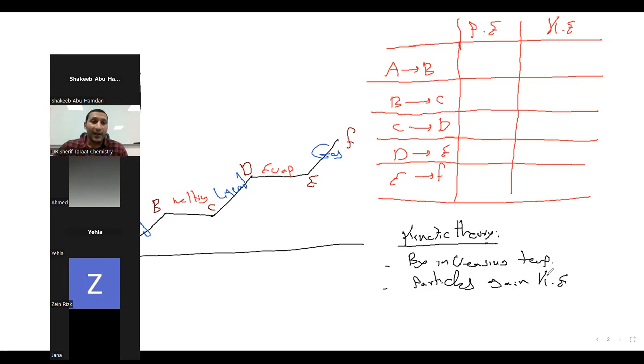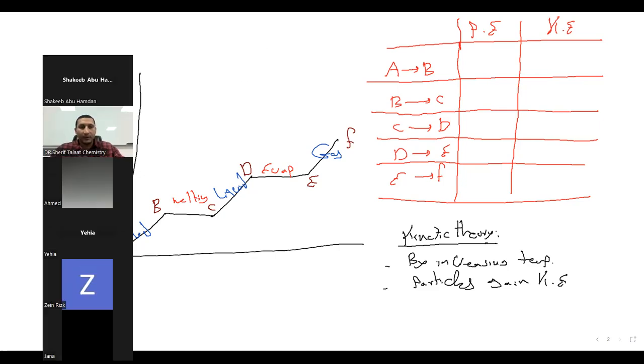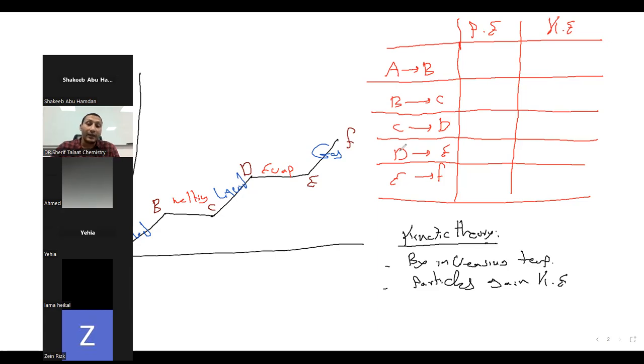Here, temperature, what happens to it from A to B? Increasing. Okay. By increasing temperature, what increases here? Kinetic. So I say it increases. Now B to C, is there any change in temperature?